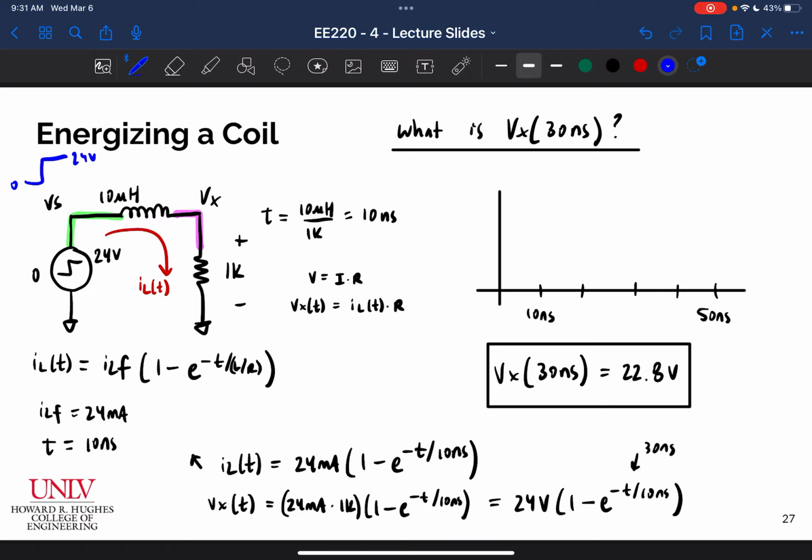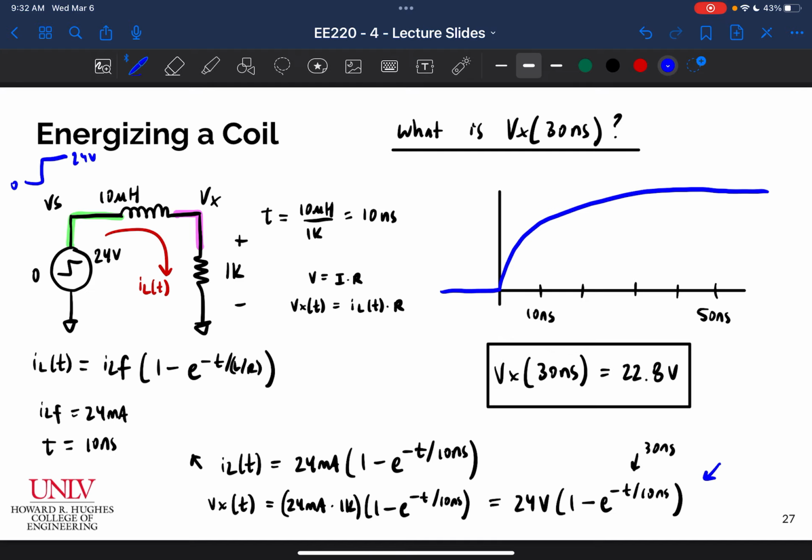Well, initially, no current can flow in the circuit. And if there's no current flowing in the circuit, I have to have a 0 voltage drop across my resistor, because that's really what determines how much current flows. So Vx has to stay right at 0 to start. And then as this current starts building up exponentially, Vx is going to start building up exponentially, and we're going to get this behavior that looks just like this, which is exactly what we see from this equation right here.